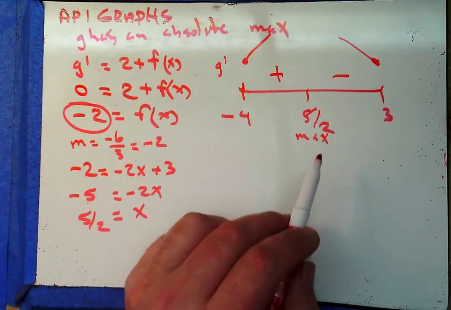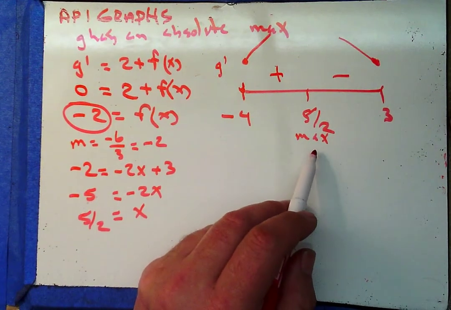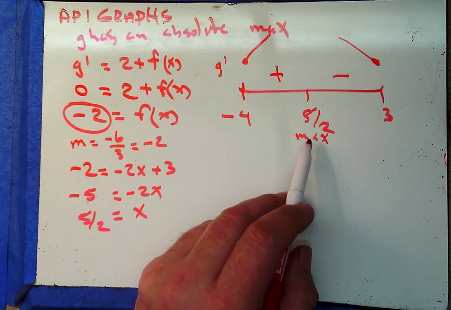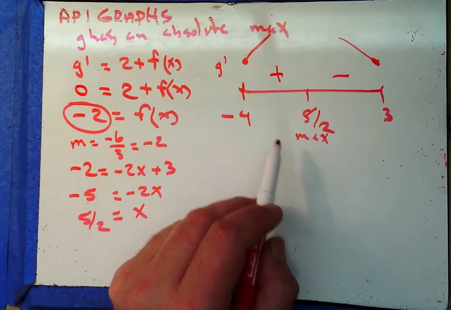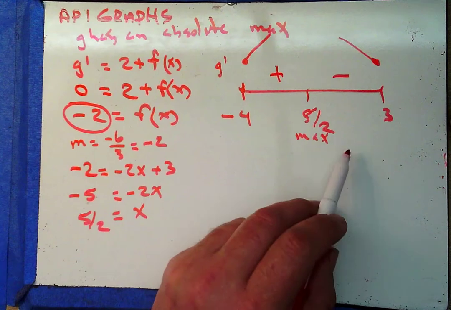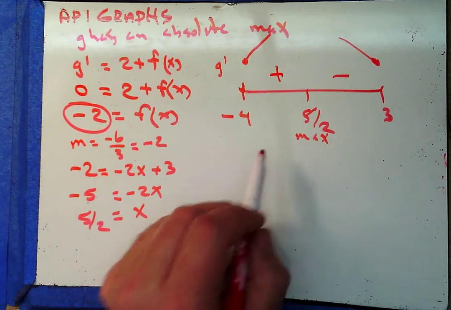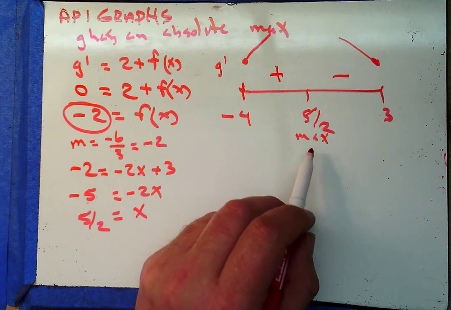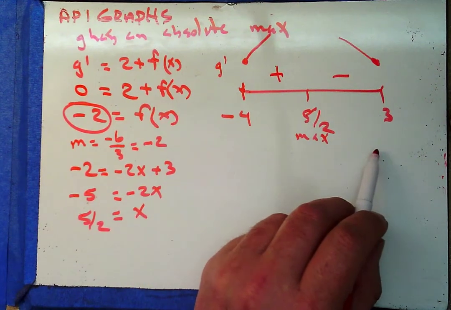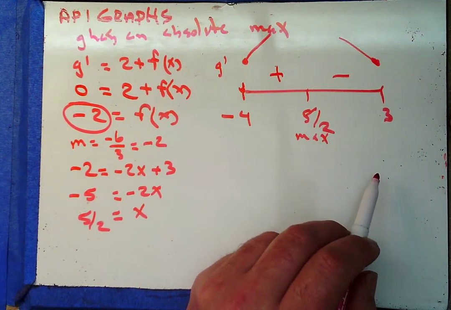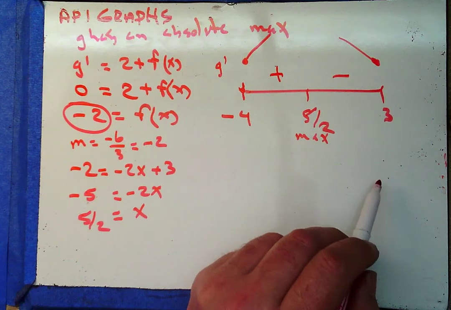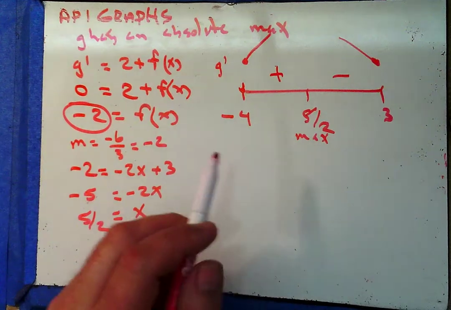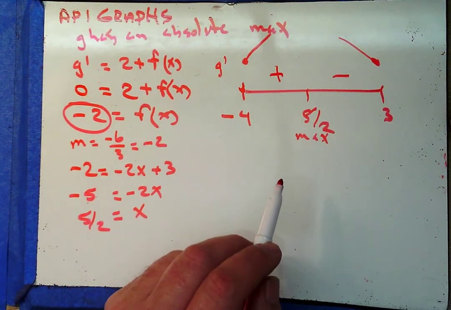You may be able to get away with saying the absolute max occurs at x equals 5 halves, because x equals 5 halves is the only max, and then you defend that max by saying to the left of x equals 5 halves, g prime is greater than 0, and to the right of x equals 5 halves, g prime equals 2 plus f of x is less than 0. But let's explore the candidates test for the moment and see what we can do with that.